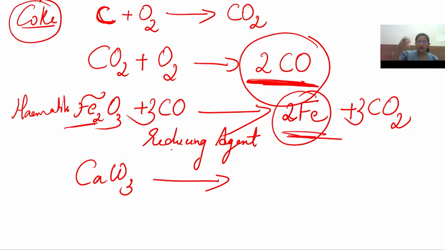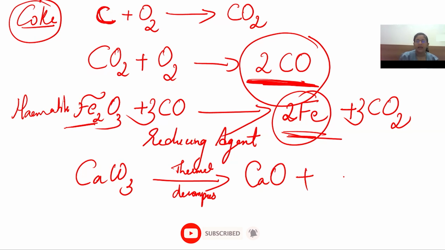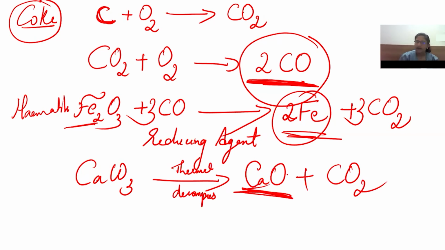Calcium carbonate, when it moves down, becomes very hot. So it will undergo thermal decomposition, and it will form calcium oxide and carbon dioxide. And this is what we want. For what have we added this calcium carbonate? This is the flux here.